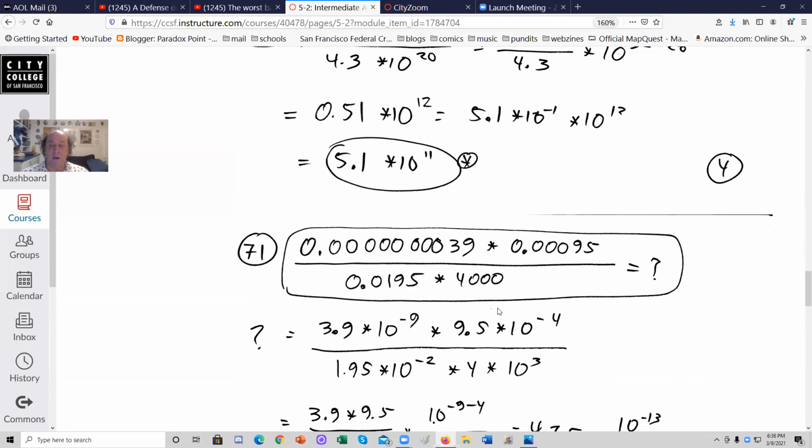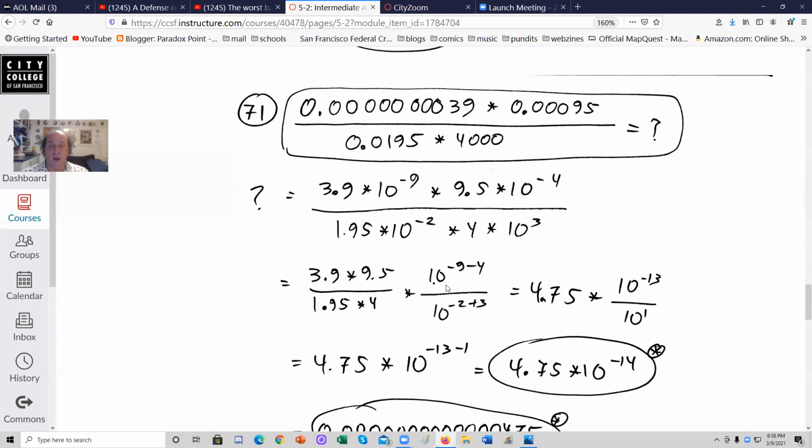This here will be 9.5 times 10 to the negative 4. This is 1.95 times 10 to the negative 2, and this is 4 times 10 to the 3rd. All right, we gather together these mantissas. 3.9 times 9.5 all over 1.95 times 4. And here, 10 to the negative 9 times 10 to the negative 4, that's 10 to the negative 9 minus 4. 10 to the negative 2 times 10 to the third is 10 to the negative 2 plus 3.